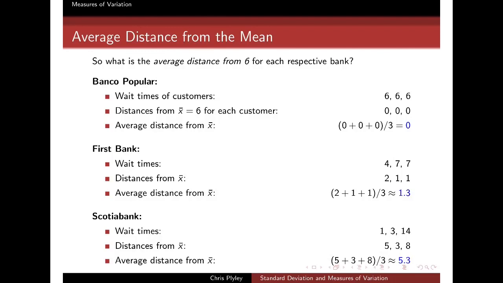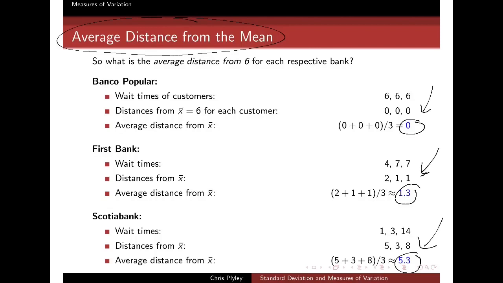And so this idea of average distance from the mean is exactly what we sort of capture with standard deviation, albeit in a slightly different method and formula. But if you look at these three numbers on the right, this is a real key idea. I have 0, 1.3, and 5.3. And what I can think of these as measures of how much my data tended to vary, or how spread out my data was. The higher these numbers get, the more spread out my data was.